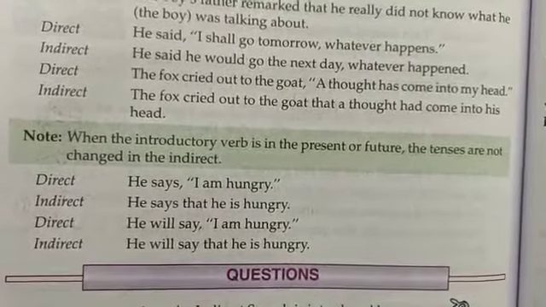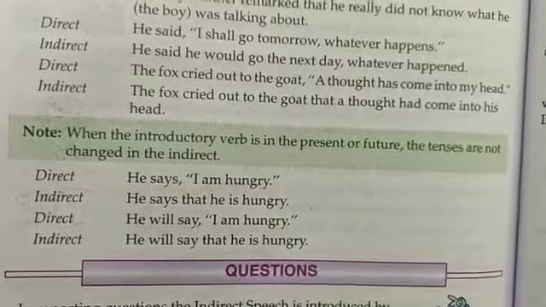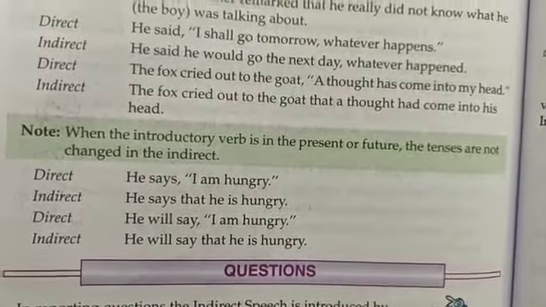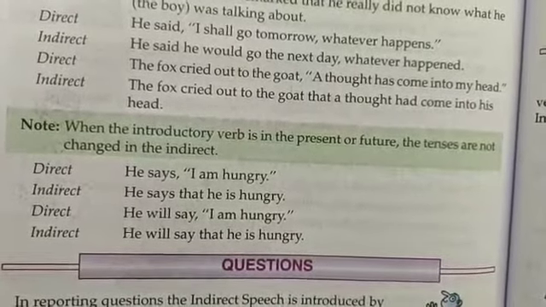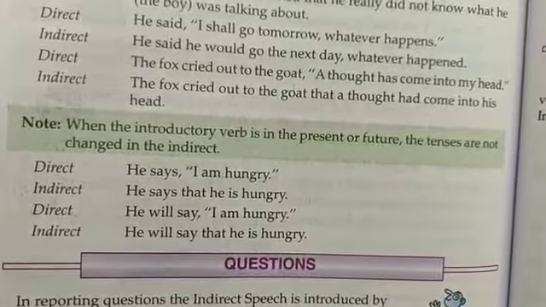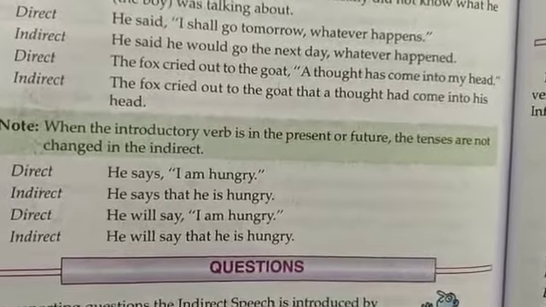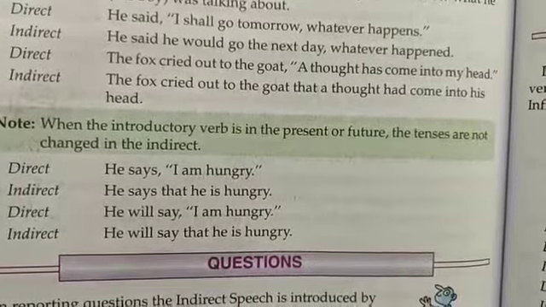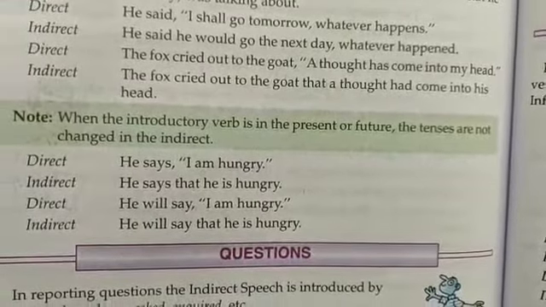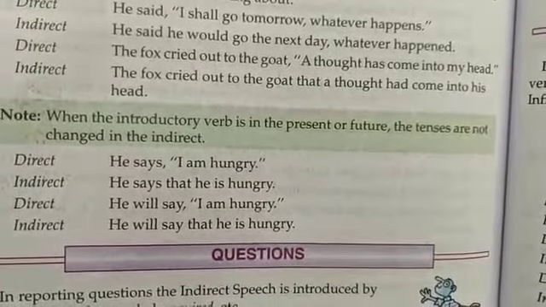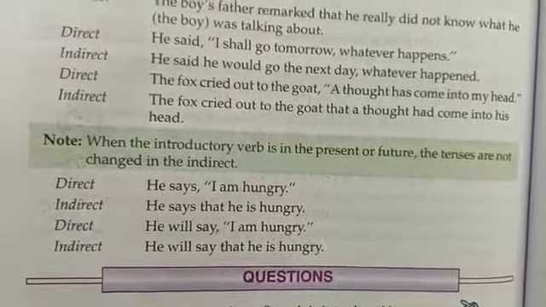He will say, I am hungry. Now he will say is what, children? Introductory verb here is will say. He will say that he is hungry. So here the tenses are not changed to past tense. He will say that he was hungry would be incorrect, right?